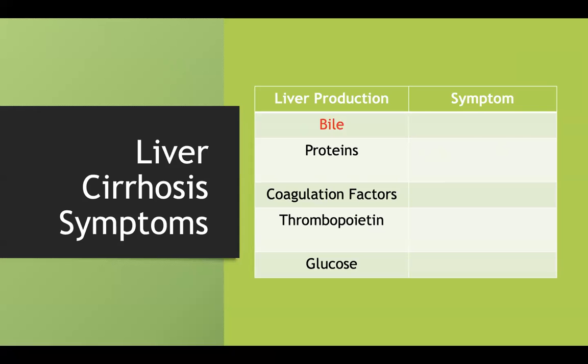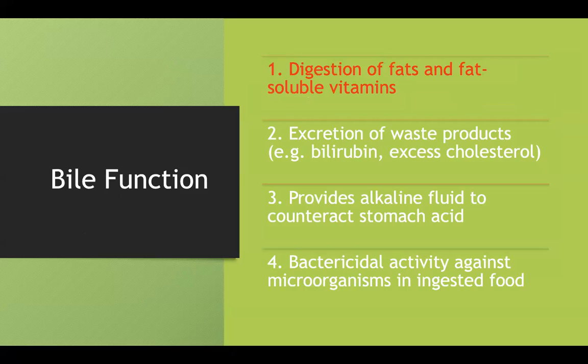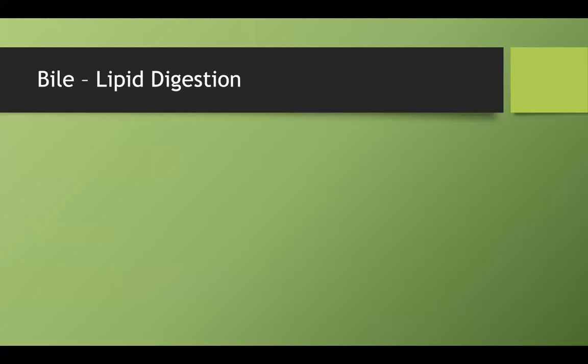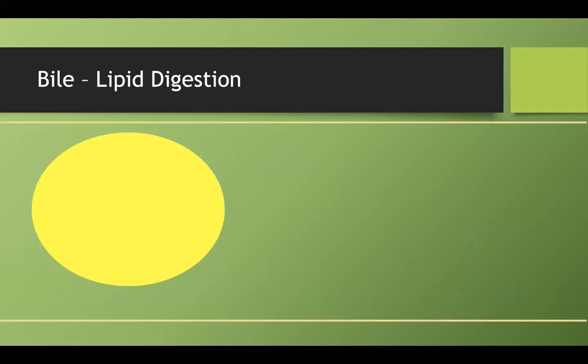So if bile's not getting produced, the thing I want you to remember first is fat malabsorption. And we've talked about this in the pancreas, small intestine, and gallbladder lectures, that bile is important for fat digestion. And that works because lipids are amphipathic, which means they have a hydrophilic and a hydrophobic region. Here's our hydrophilic region. Here's our hydrophobic region.